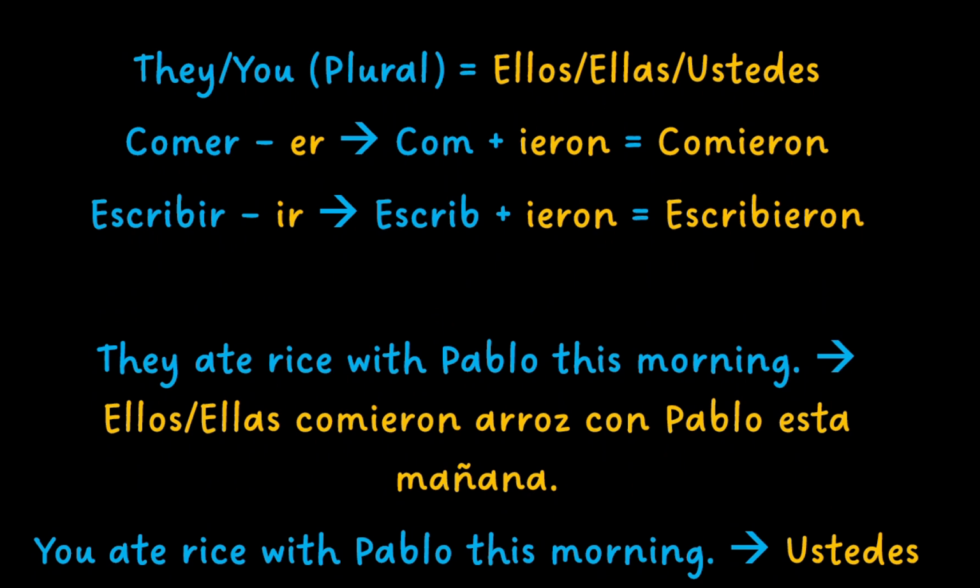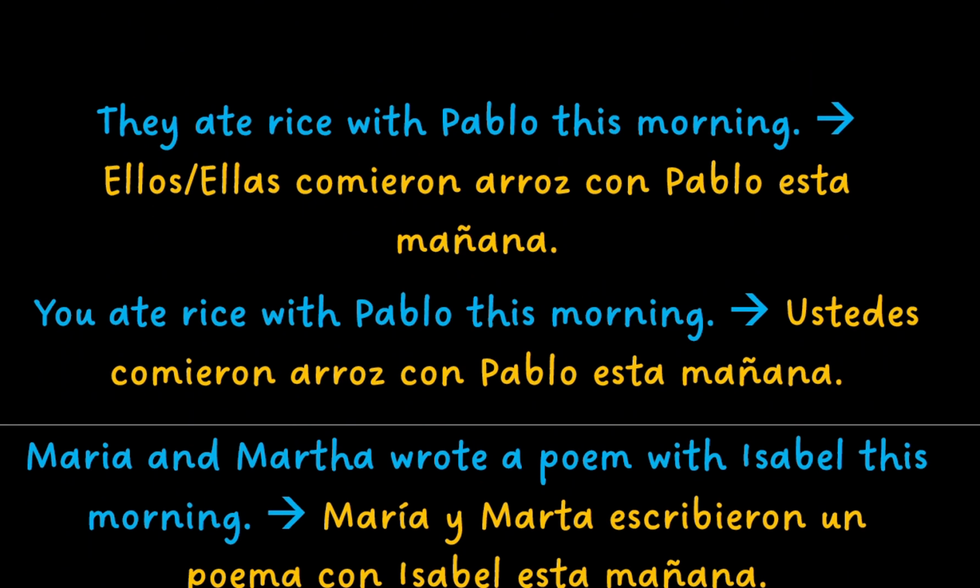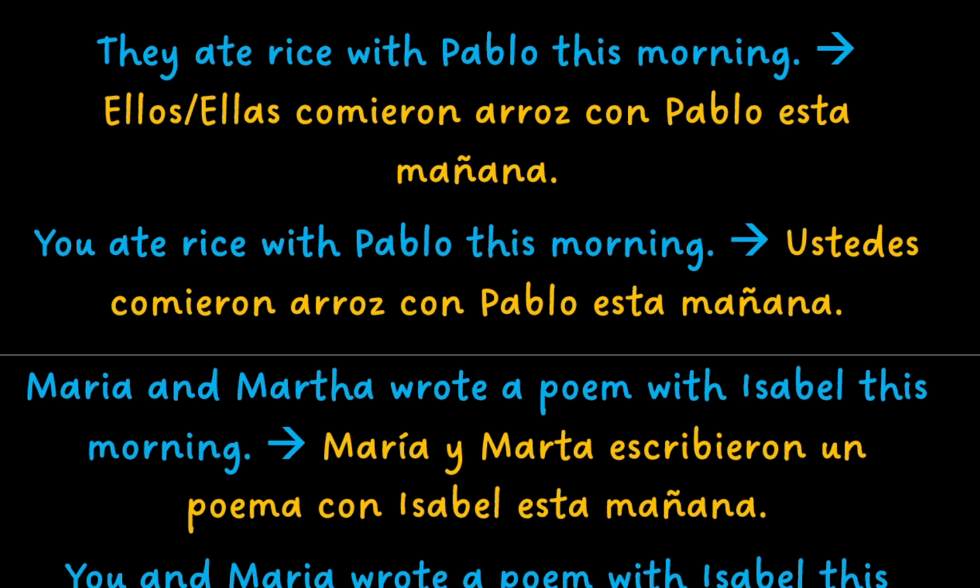They in Spanish is ellos or ellas, and you when talking to multiple people is ustedes. To conjugate these forms, we drop the ER and IR endings and add IERON. So to say they ate or you ate, comer becomes comieron. And to say they wrote or you wrote, escribir becomes escribieron. Because these are conjugated the same way, I'll include pronouns in some of these sentences just to clarify who's doing the action.